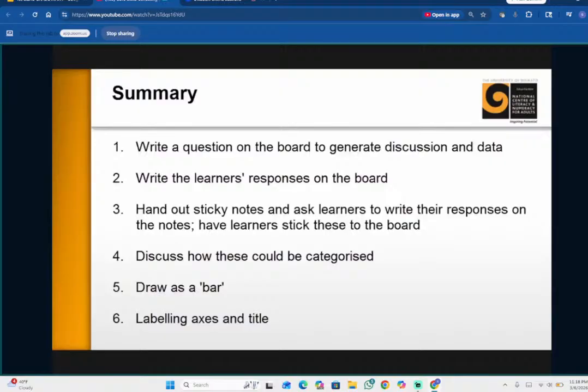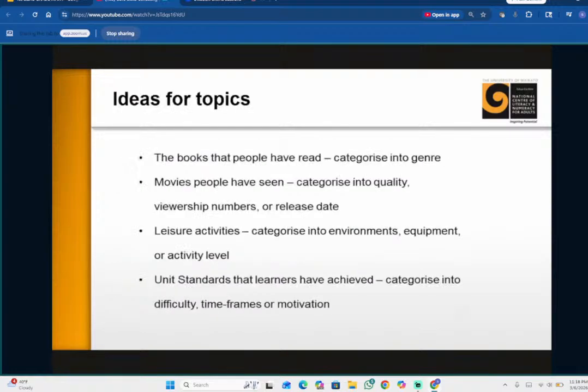And then number 6, labeling the axes and the title of the graph, important as well. And it's a good idea sometimes to take a photo of the graph that they've made, and you can do the activity again in a few weeks and compare the different data. Now just finally, ideas for topics.